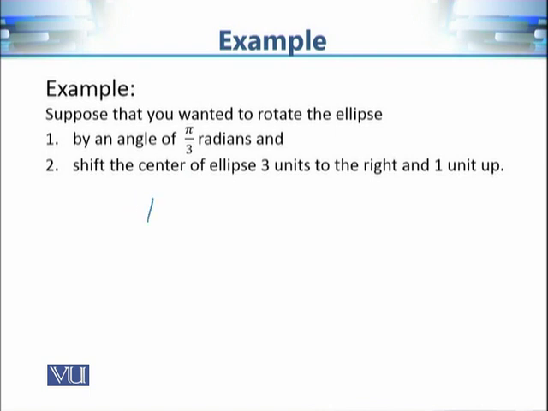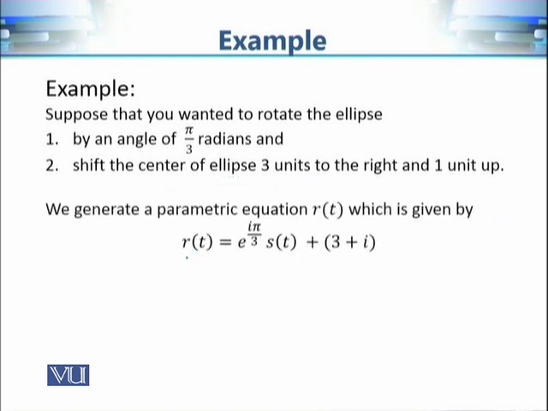Now let's say our linear transformation is r of t. In the first step, we want a rotation by pi by 3 angle. So in other words, we will multiply with e raised to power iota pi by 3, and we will multiply it with s of t. And we also want a 3 unit to the right and 1 unit up translation, in other words, 3 units to the right along the real axis and 1 unit up along the imaginary axis. So we have the following linear transformation, which is e raised to power iota pi by 3 s of t plus 3 plus iota.